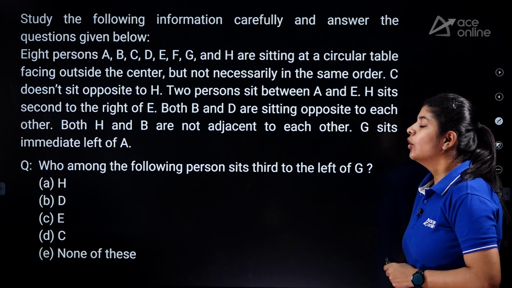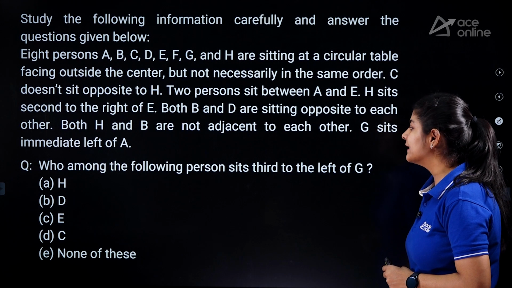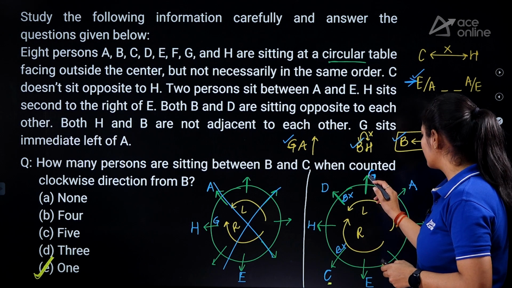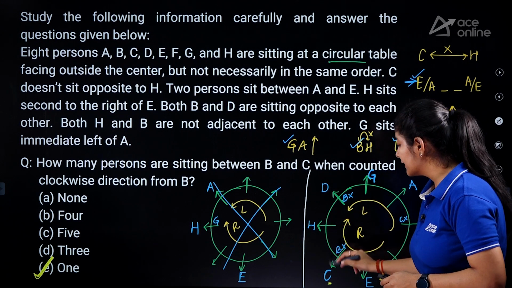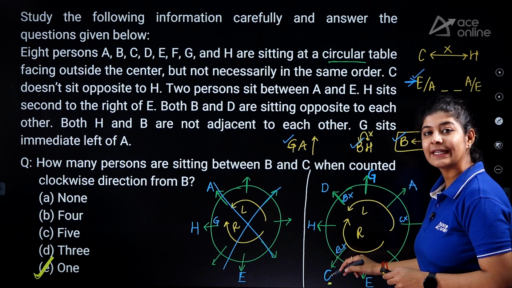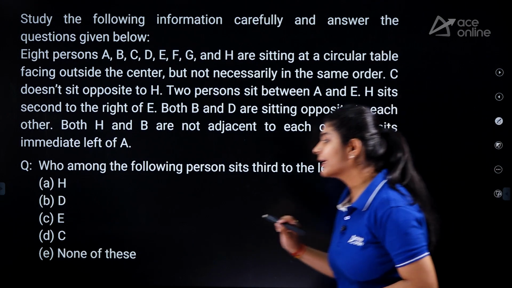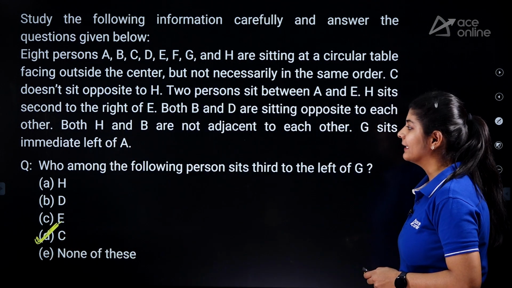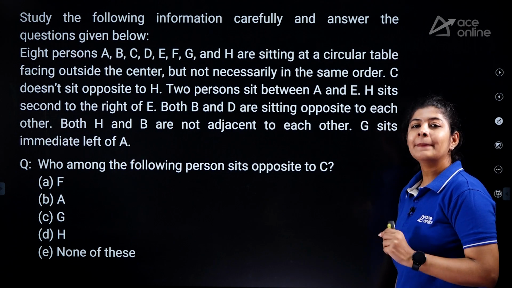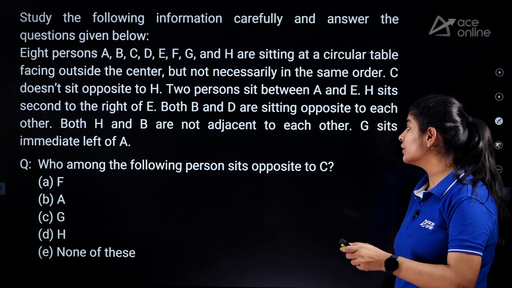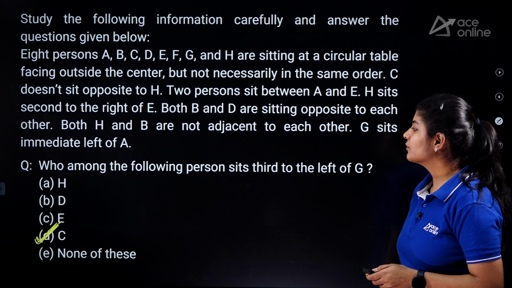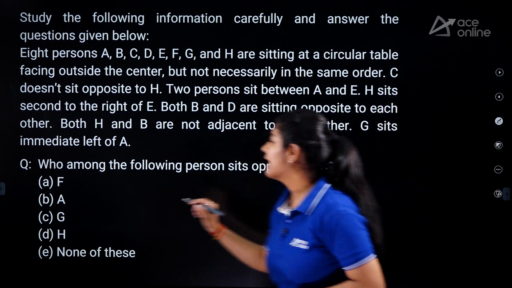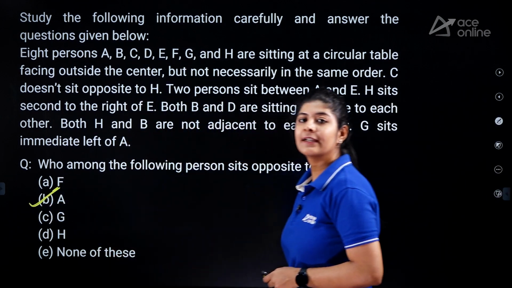Next. Who among the following persons sits third to the left of G? Third left to G. First left, second left, third left. Who is sitting third left to G? That is C. So the correct answer over here is option number D. Next. Who among the following persons sits opposite to C? Who is opposite to C? Opposite to C, we are having A. That means option number B is the correct one.